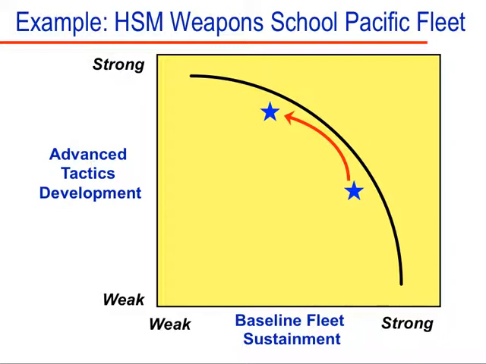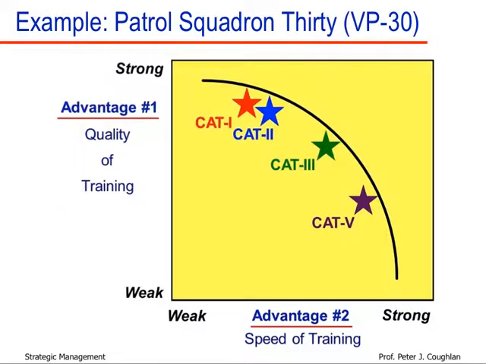Remember what I said: sometimes you define yourself relative to your previous position. So this is the idea of a movement in the positioning of the HSM Weapons School, moving more towards advanced tactic development and less towards the baseline fleet sustainment, right? That's a movement along the productivity frontier, which is again a strategic positioning choice. Again, the diagram helped illustrate that.